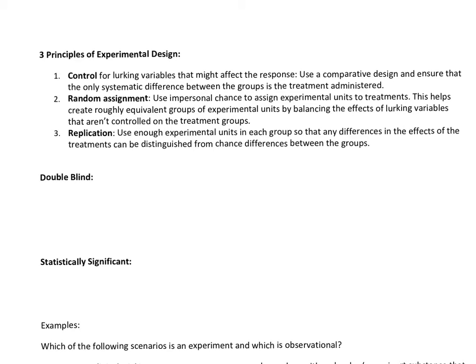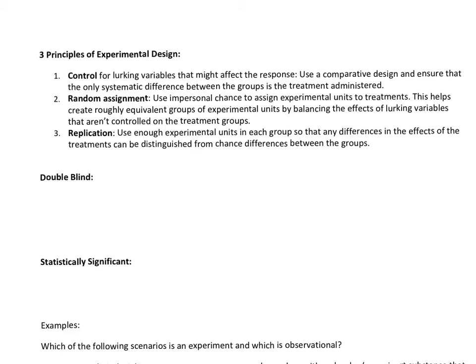And then replication. So you have to use enough experimental units in each group so that the differences can't be distinguished from chance differences between the groups. So you have to have a large amount of people. So you can't just use 10 people and split them into groups of 5. You may want to use 1,000 people and split them into groups of 500.